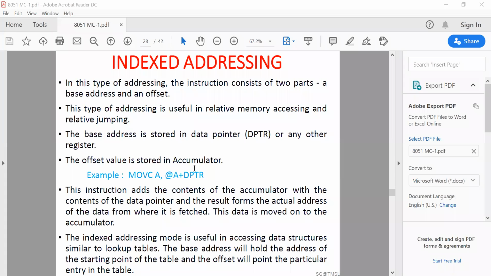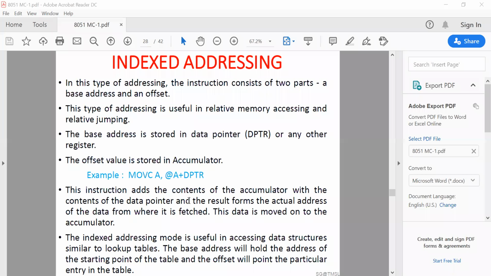So what happened actually, this instruction adds the content of the accumulator with the contents of the data pointer, and the result forms an actual address from where the data must be fetched. Okay, and it stores inside the accumulator. Now the use of this type of indexed addressing mode is to access lookup tables. Different lookup tables can be used to perform a specific function.